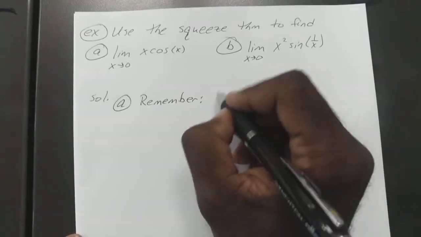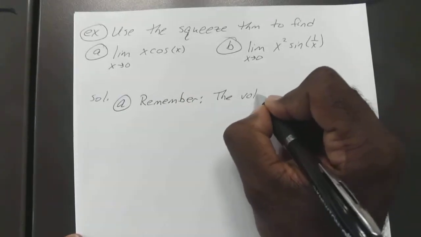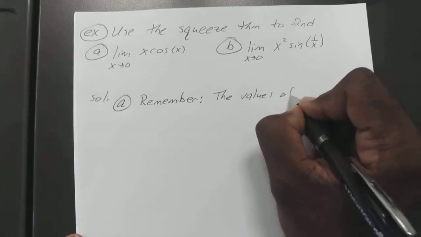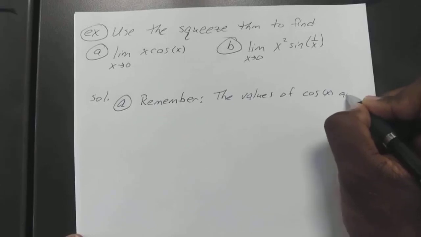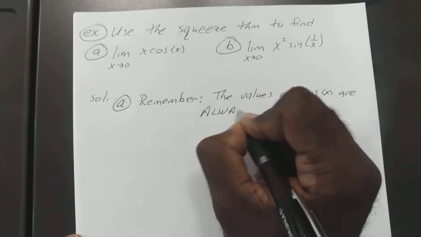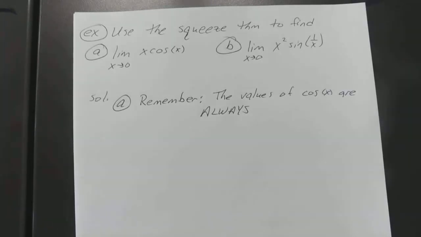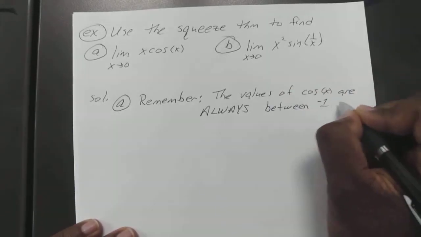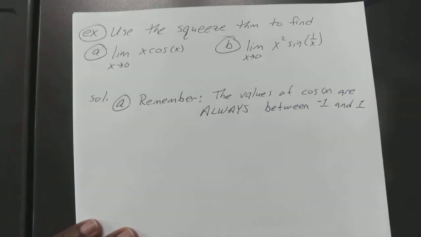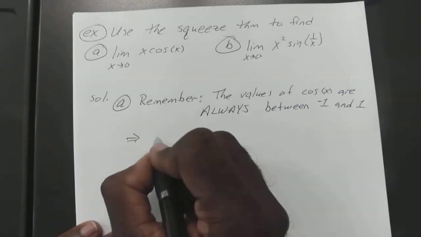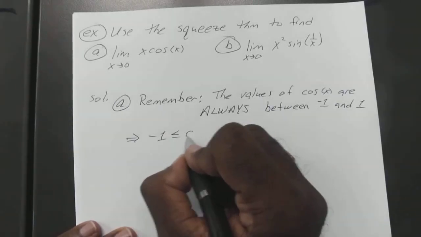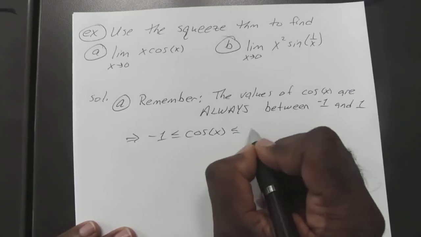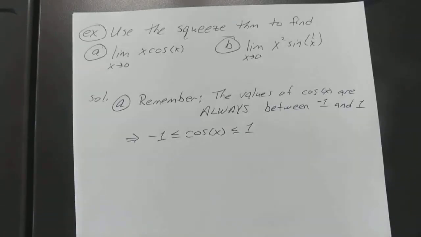So if you remember, the values of cosine x are always between -1 and 1. So you remember sine, it's always just that value between -1 and 1. Okay. Which means we could write it this way. -1 less than or equal to cosine of x, which is less than or equal to 1. So it's always going to be between those two, no matter what value x is.